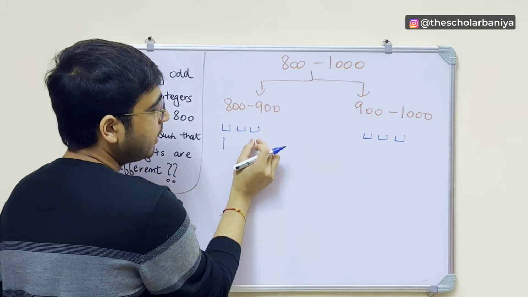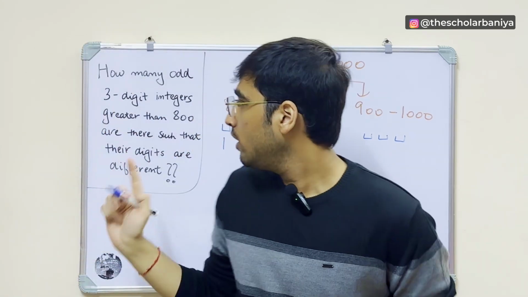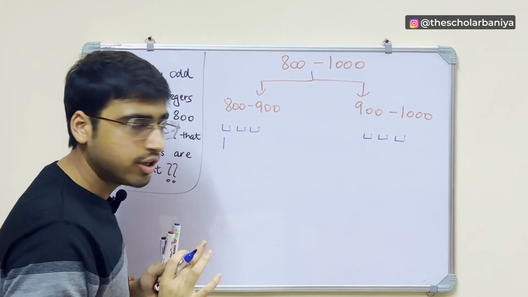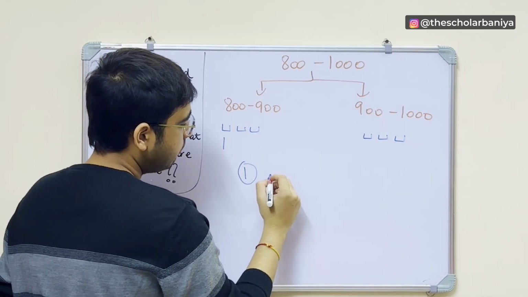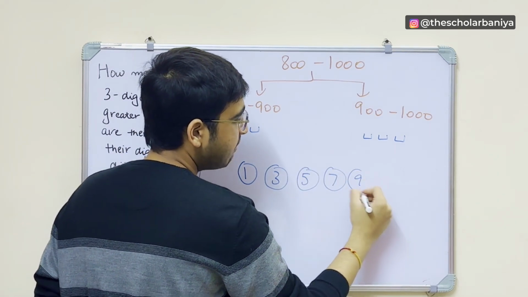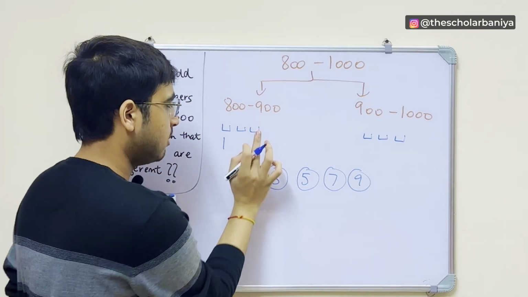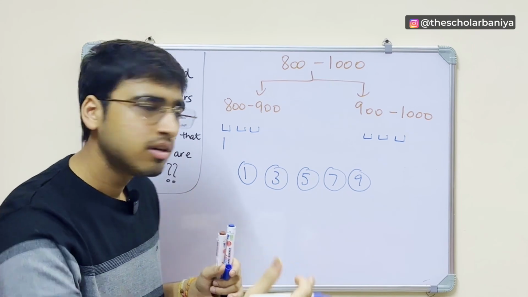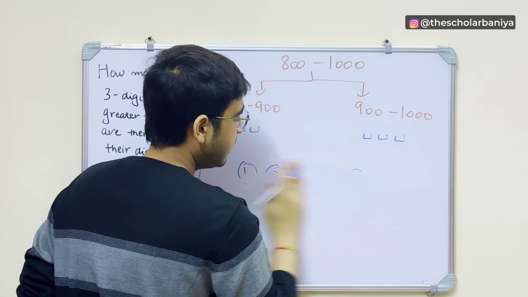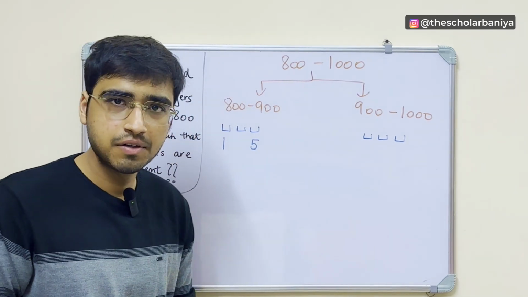Now how many options do we have for the last digit? Because we know that we want odd integers, for the last digit we can have 1, 3, 5, 7, or 9 as an option. We want to end the integer in an odd number, so we have these possible options. So 1, 2, 3, 4, 5. We basically have 5 options for the last digit.